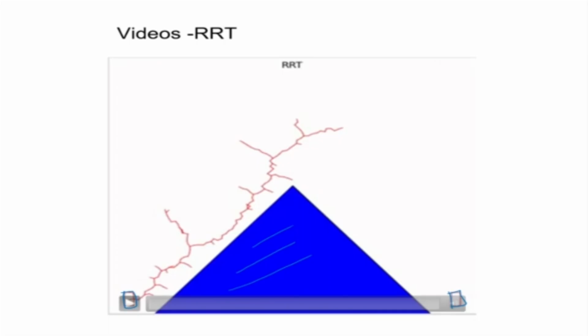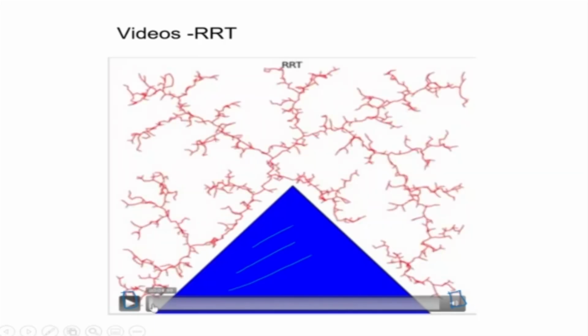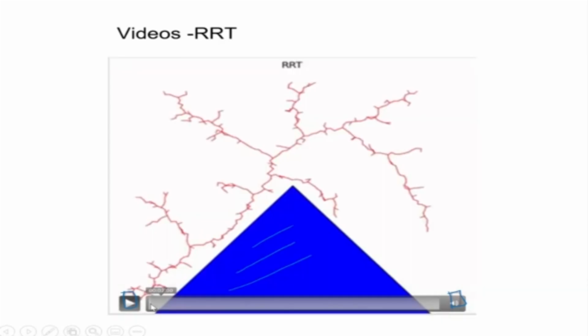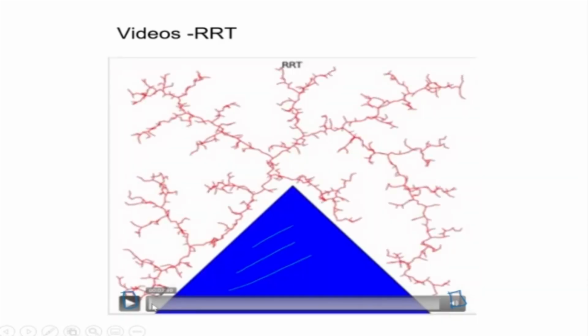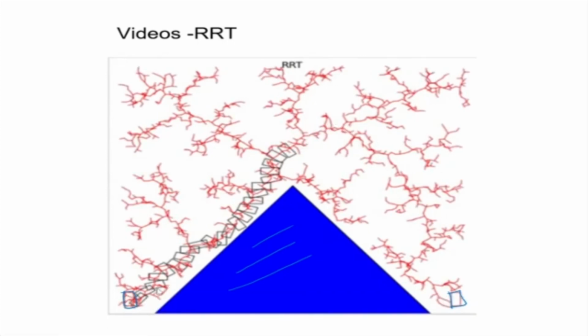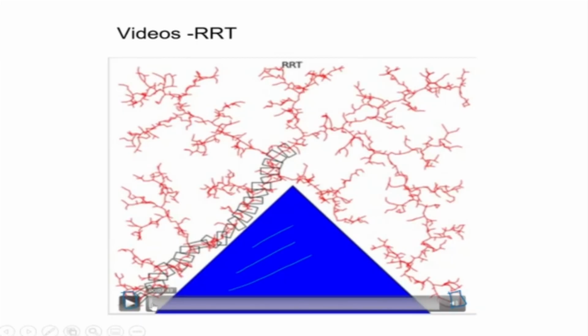So how do we start? I start making a tree from one side, and you can see the tree is increasing slowly until it goes to the other side. So this is the increase of the tree, and then it is connecting the goal point. Once it has connected the goal point, I have gone from the initial point to the goal point. So this is a unidirectional tree. Now I can also have a bidirectional tree.